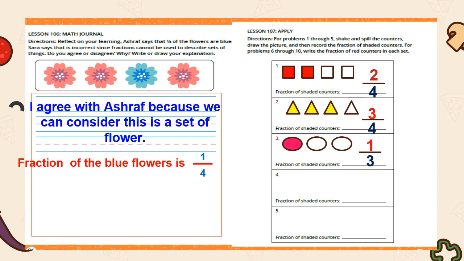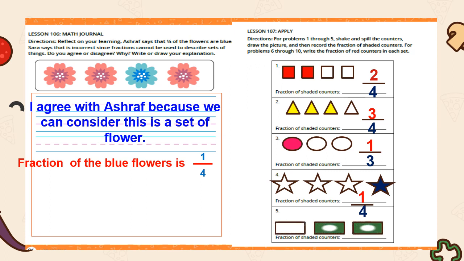Number 4, if we have 4 stars and we colored 1, so the fraction is, the denominator will be 4 and the numerator will be 1. So 1 over 4. The last one, if we draw 3 rectangles and we color 2. So the fraction here will be 2 over 3.